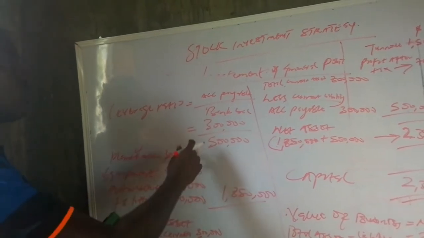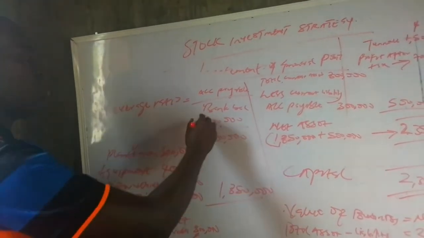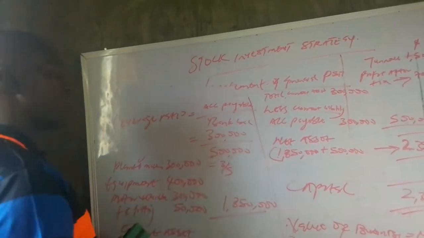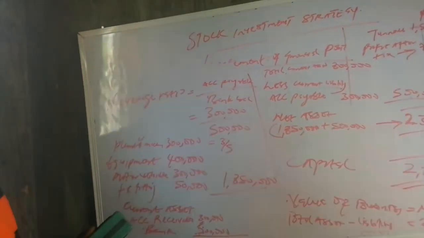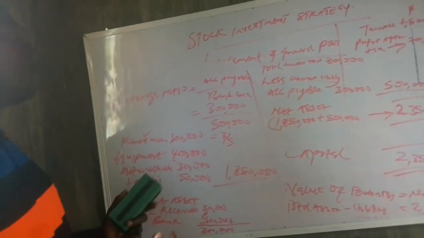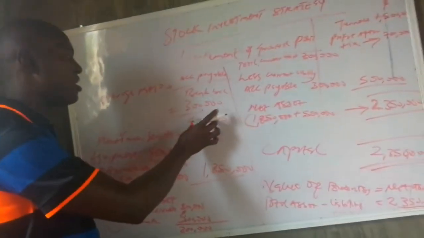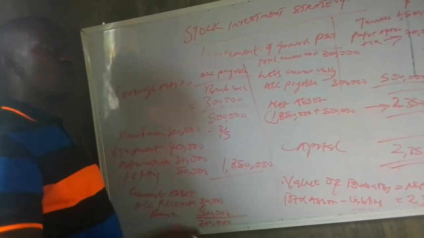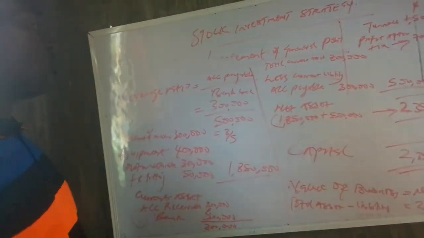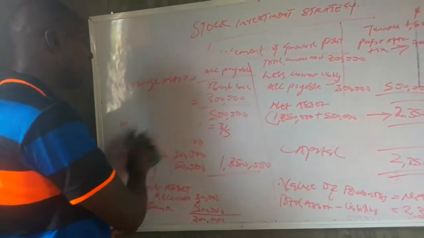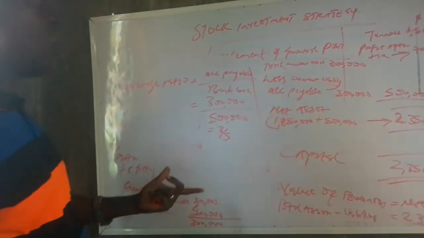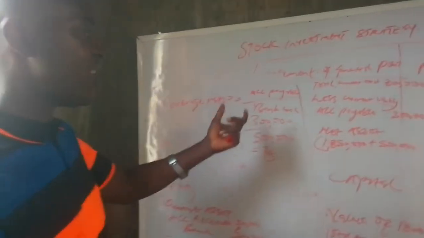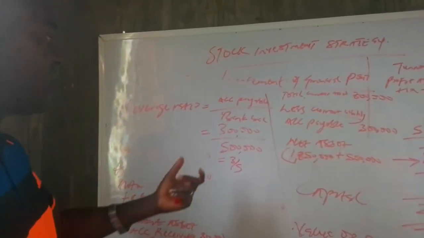So this ratio should be close to 3/5. So 3/5 is still okay. They can pay back their debt since the 500,000 can cover 300,000 more than once, which is still okay. So with this leverage ratio, we are going to look at the other financial instruments, how to analyze the financial statement, in our next lesson.